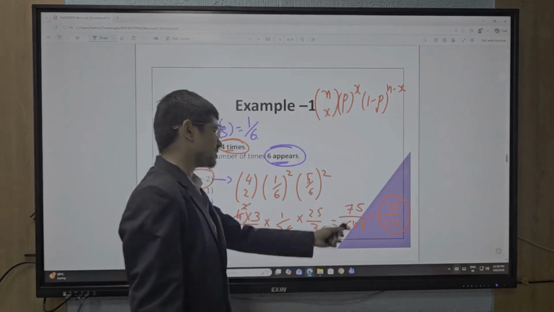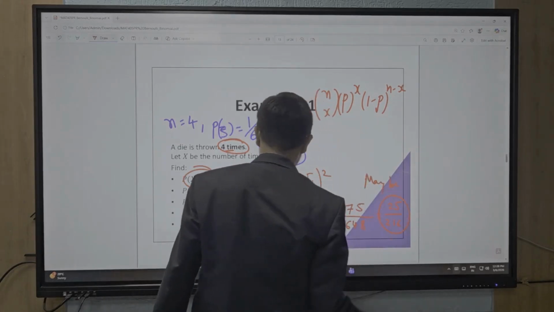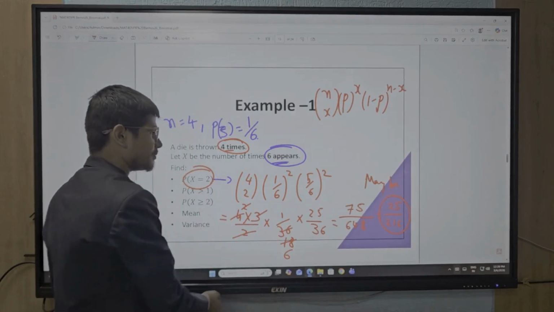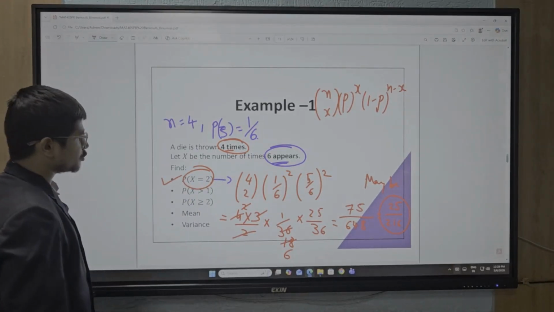Maybe this is your answer, maybe it's a tentative answer. You can also calculate by yourself. Okay, this is your 6. Yes, 25 by 216. So in this way you can calculate P of X equal to.